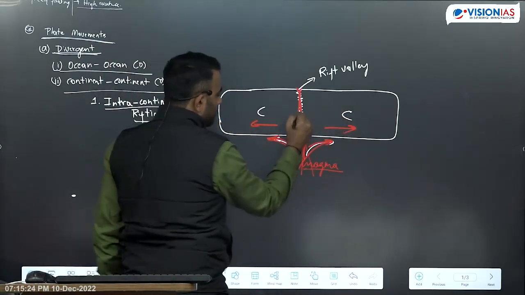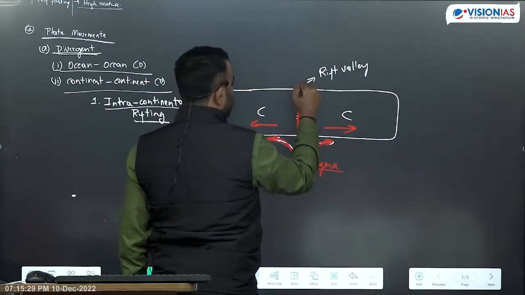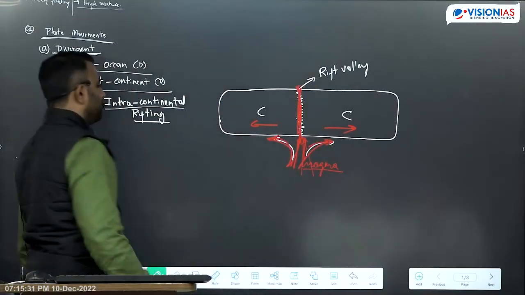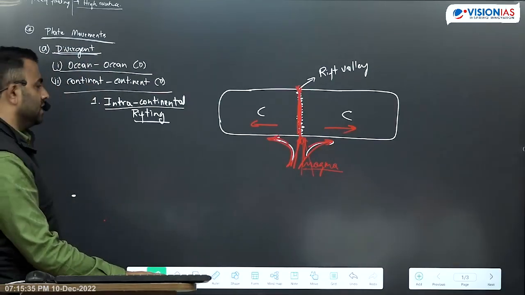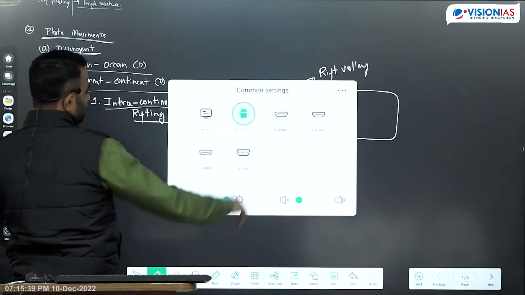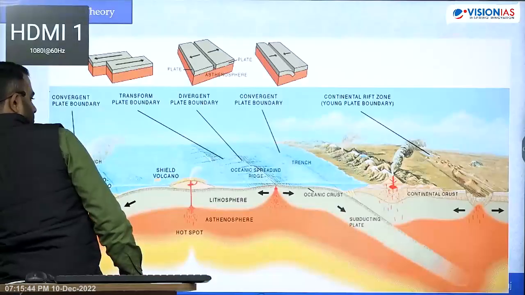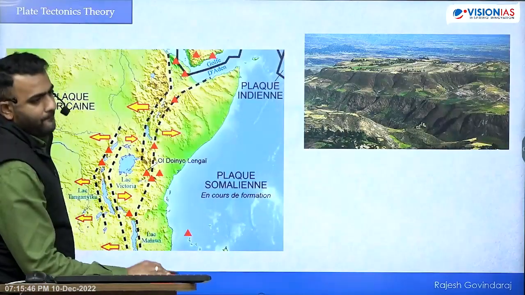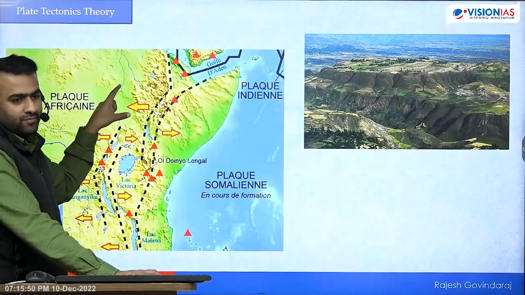At the same time, it has cracked the lithosphere and some of it comes out here and there. But majorly you will see the formation of a huge rift valley. It is called a rift valley. Example: the East African Rift Valley. The entire eastern part of Africa is cracking now. It is in the first stage.